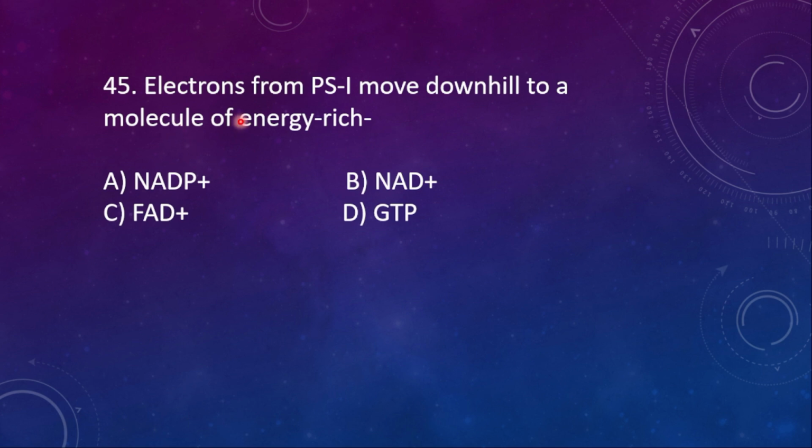45th one. Electrons from PS1 move downhill to a molecule of energy rich. To whom is it going to be giving that energy? Option A NADPH plus, option B NADP plus, option C FAD plus, option D GTP. Here the right option is option A. NADP plus is receiving that energy to form NADPH plus H plus.